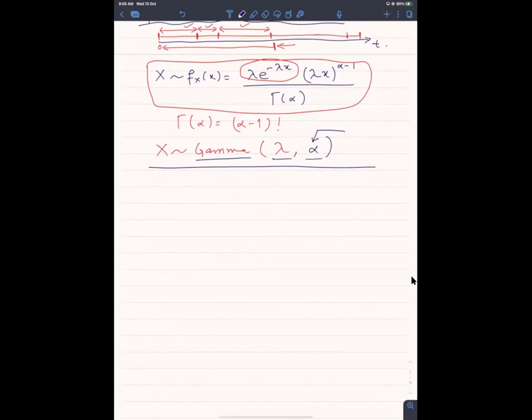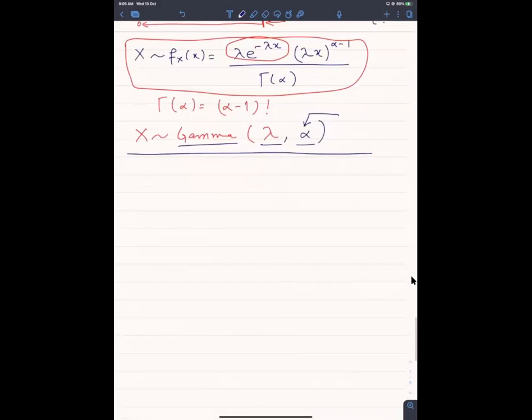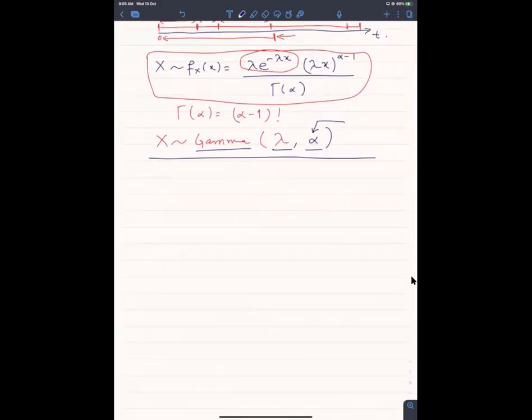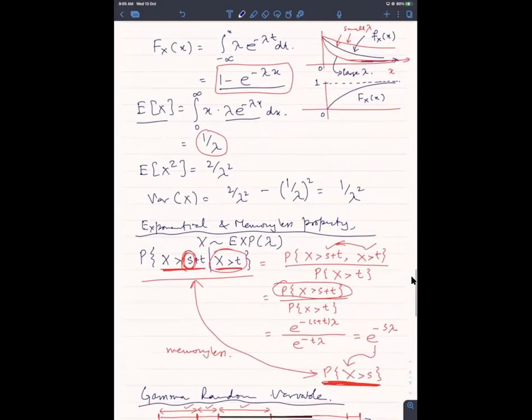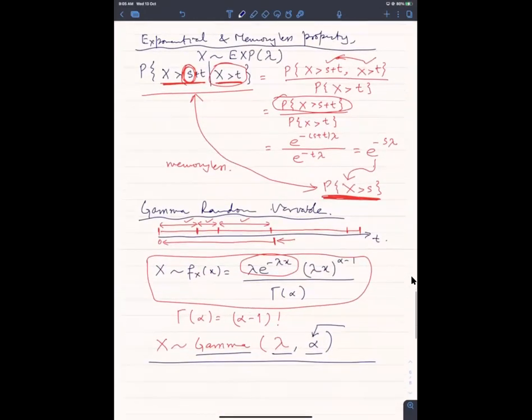It has two parameters, alpha and lambda. When lambda is large, then you will have to wait for a shorter period of time for events to happen. Excuse me, I think I wrote this the wrong way around here. I wrote it like that. Okay, this is all right. When lambda is small, you will have to wait for a long period of time.